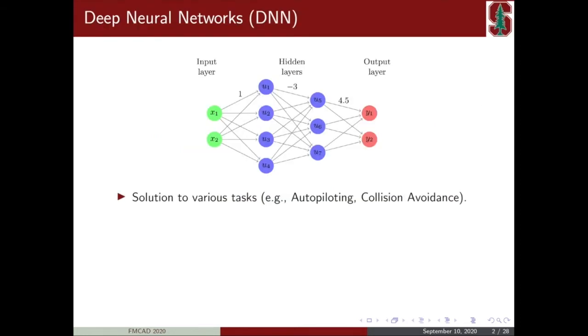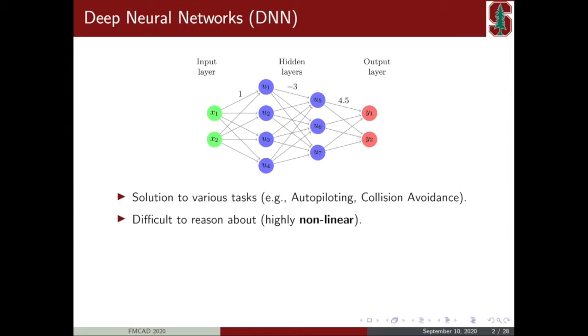Deep neural networks are becoming an emergent solution to a variety of problems. Many of the applications are in safety-critical domains, such as autopiloting and collision avoidance. In those domains, it is desirable to have formal guarantees about the behaviors of DNNs. However, DNNs are hard to reason about due to their highly nonlinear nature.